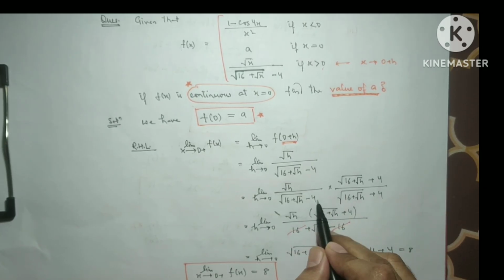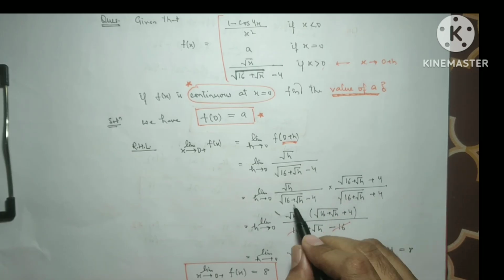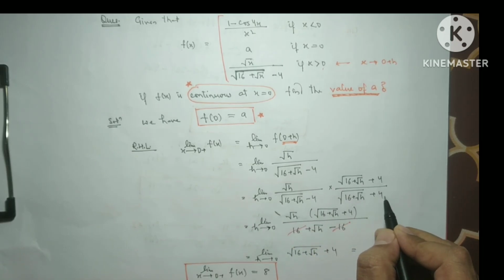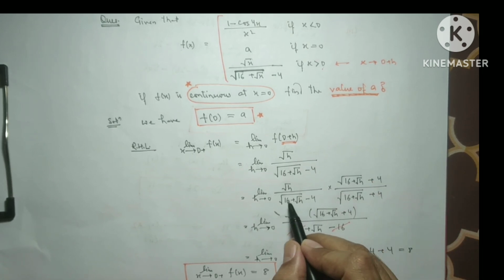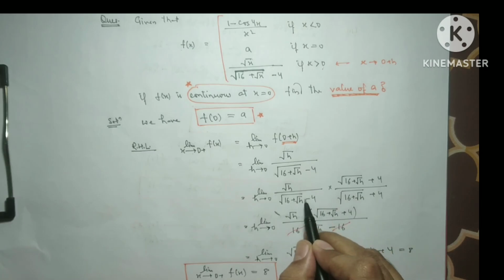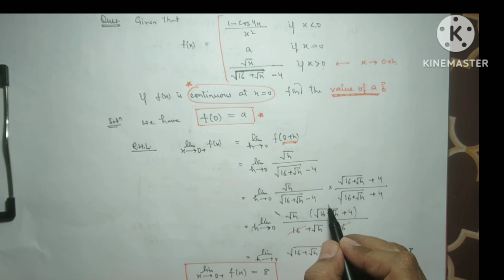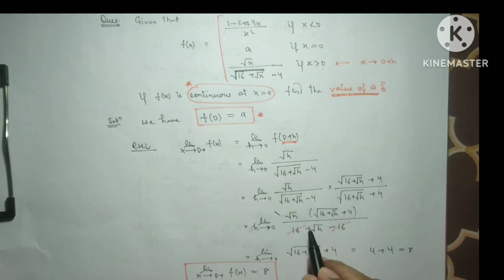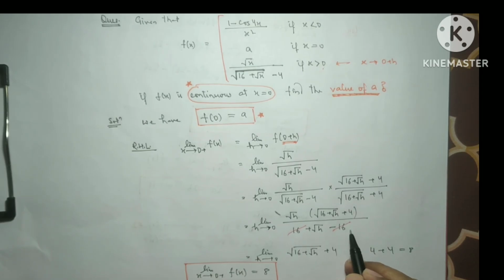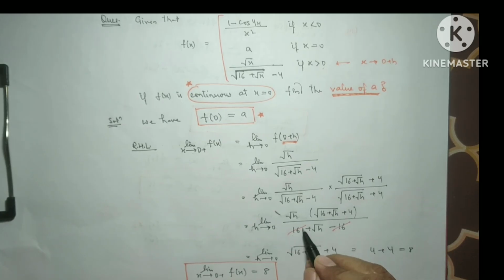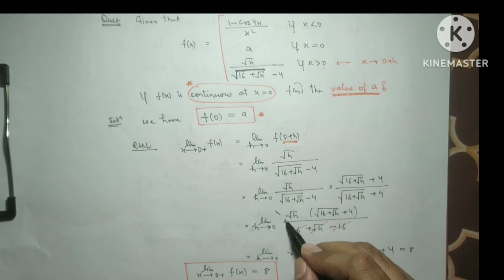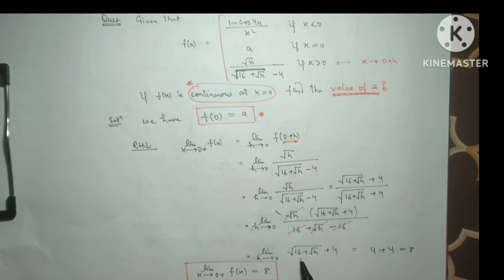So the conjugate of this denominator is root of (16 plus root h) plus 4. So we will multiply and divide by this, and these are conjugate parts, so the a square minus b square formula will be applied. We get 16 plus root h minus 16, and there is root h in the numerator. So 16 and 16 will be cancelled out, and there is root h. So root h will be cancelled out with root h, and the remaining factor is root of (16 plus root h) plus 4.